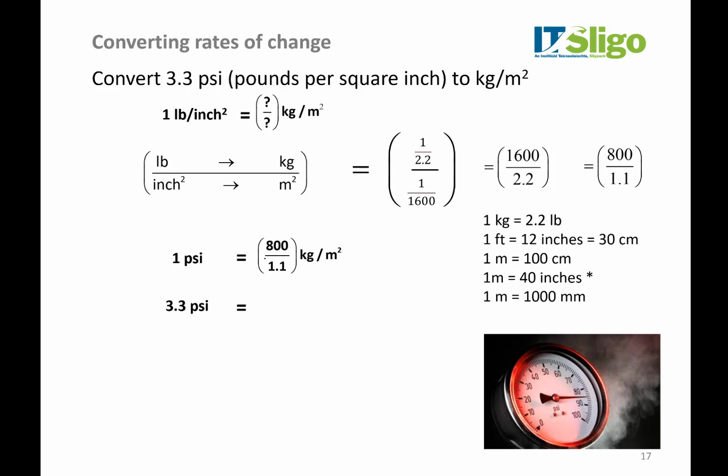3.3, multiply both sides by 3.3. 1.1 will go in there once, it'll go in there 3 times. So we have 3 by 800. So 3.3 pounds per square inch is 2,400 kilograms per meter squared.